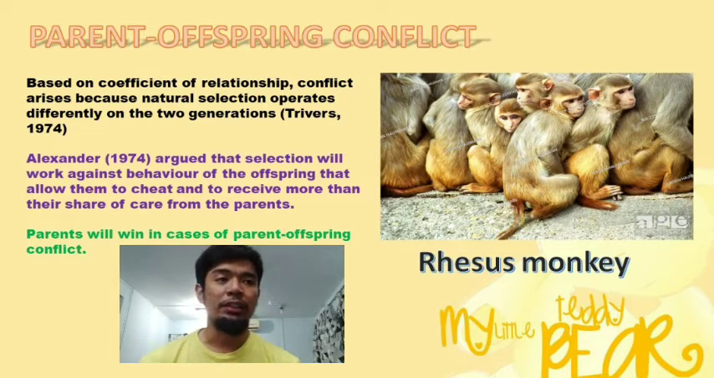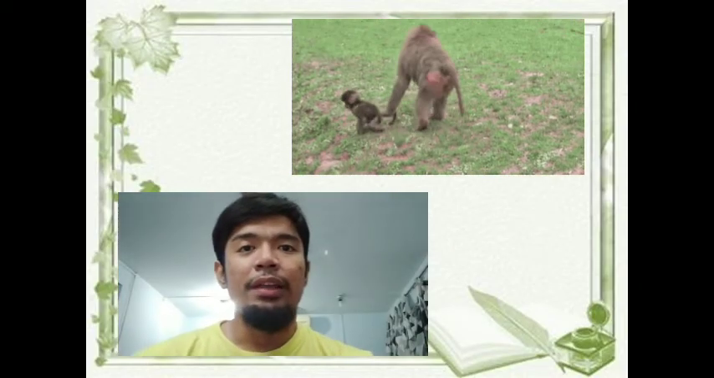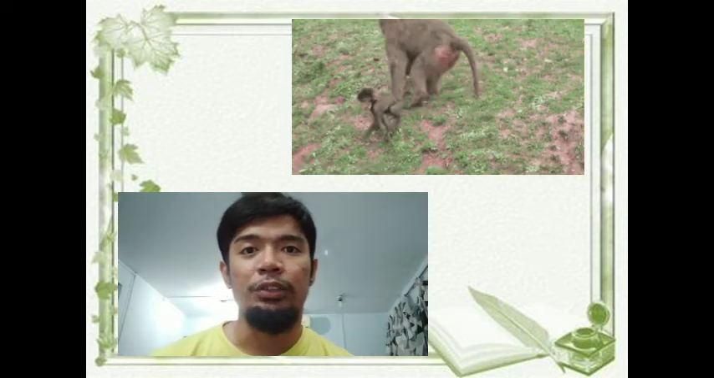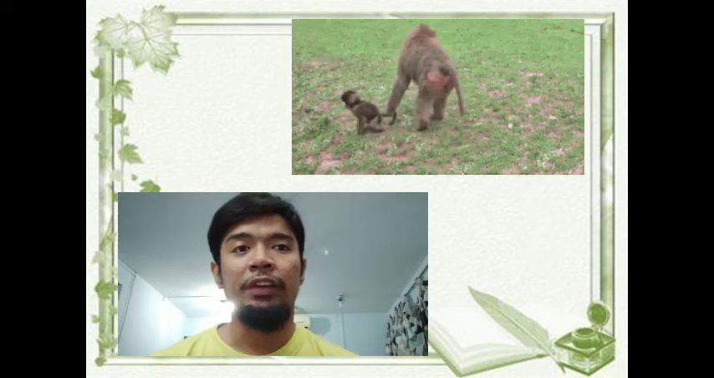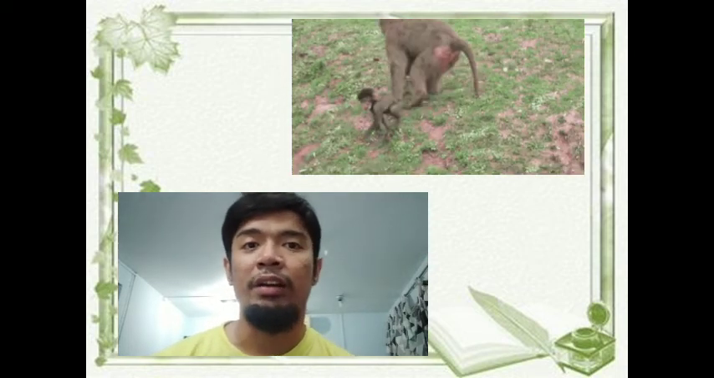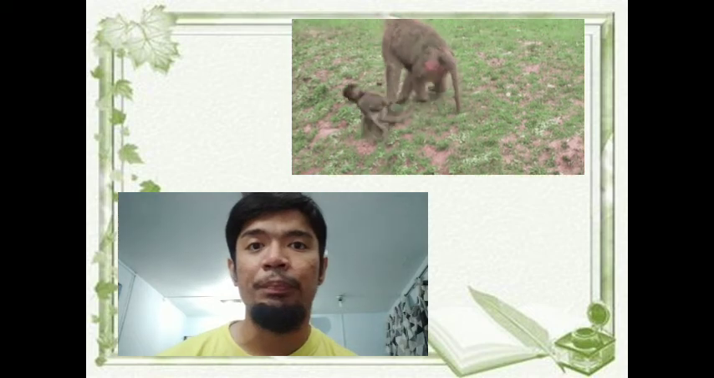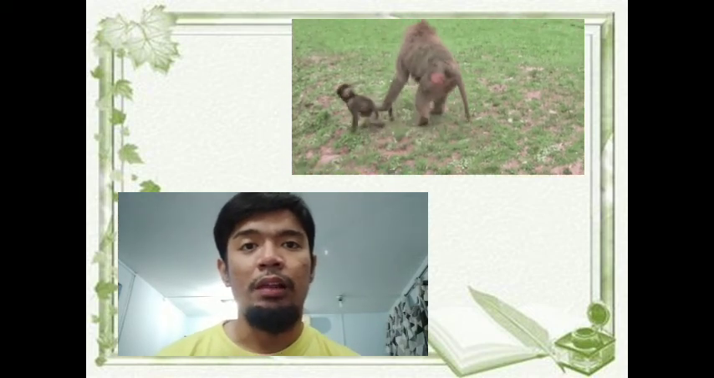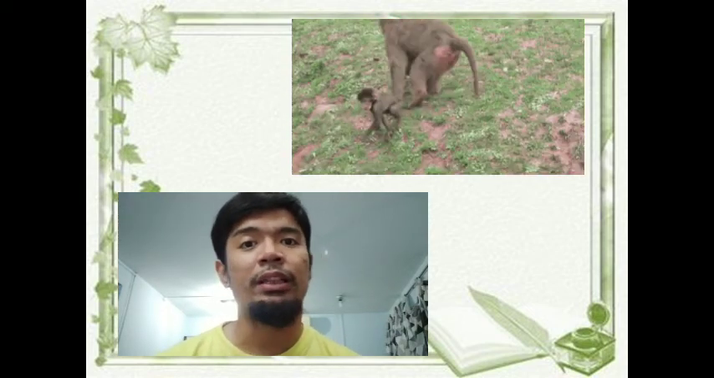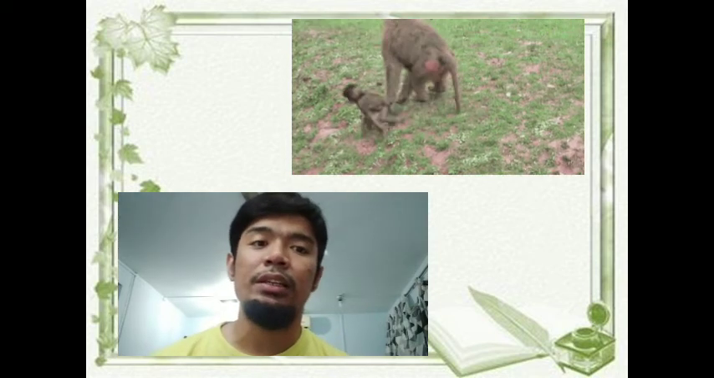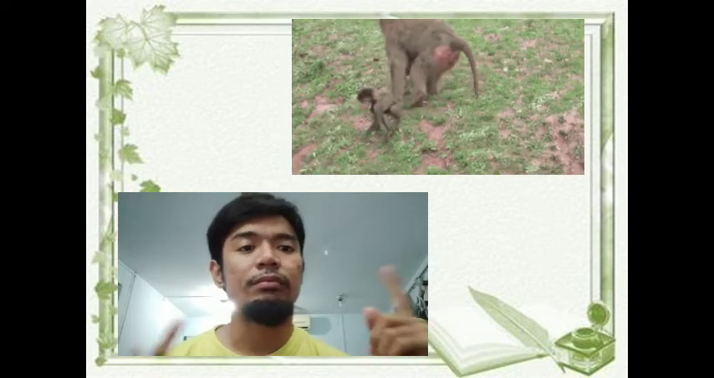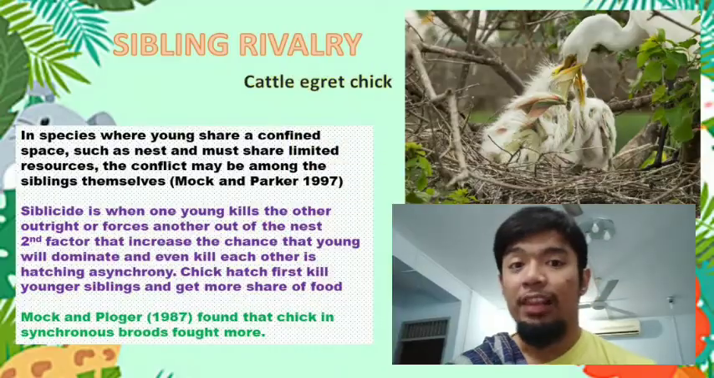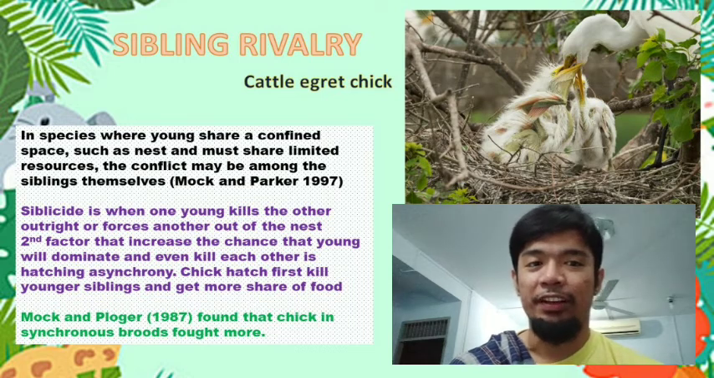We can see here the rhesus monkey. Why rhesus monkey? Well, that's because the rhesus monkey, Macaca mulatta, will bat her 10-month-old infant or raise her hand over her head, thereby pulling her nipple from its mouth. Frequently, the infant responds by throwing a temper tantrum. This is one example of parent-offspring conflict.